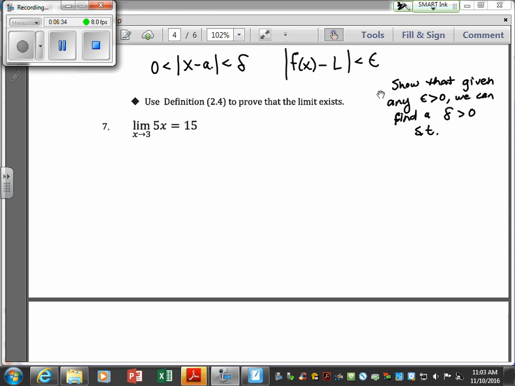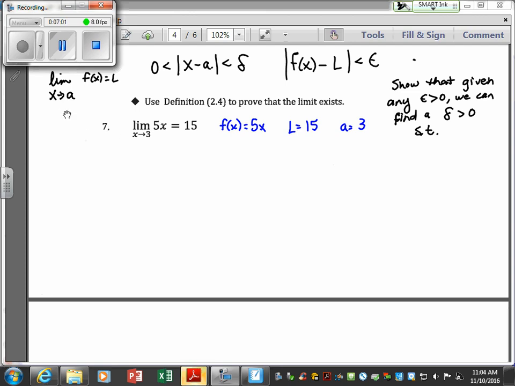So first of all, let's label what we think. This is our side note of what we're trying to do over there. Let's label some of the stuff we do know. What's our f of x in this particular case? Good. What about our L? What's our limit? 15. And what about our A term? 3. Okay.